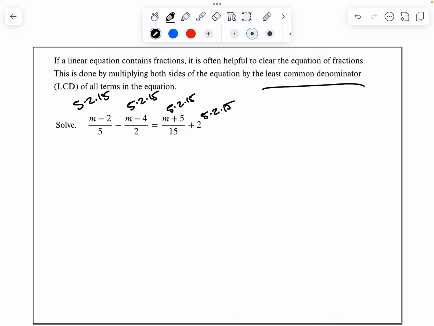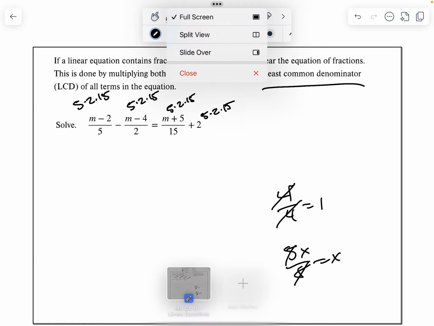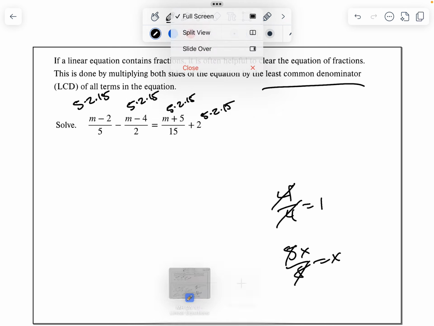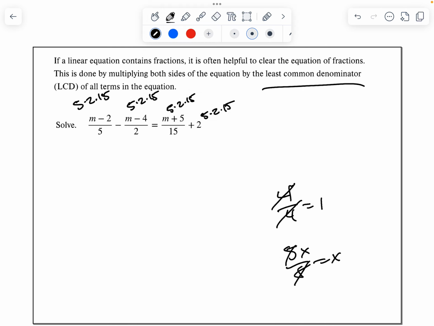All right, one thing you remember is things like 4 over 4, that's equal to 1, right? Things like 5x over 5, that's just equal to x. If you have the same thing on the top and bottom of a fraction, those will divide away to just 1. And so that's the concept that we're going to use here. We're going to divide away all the things that are in common.